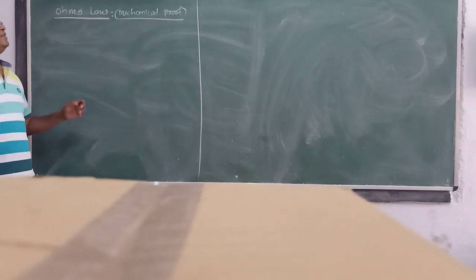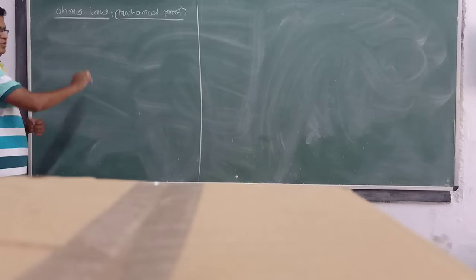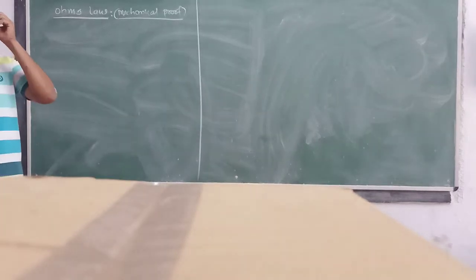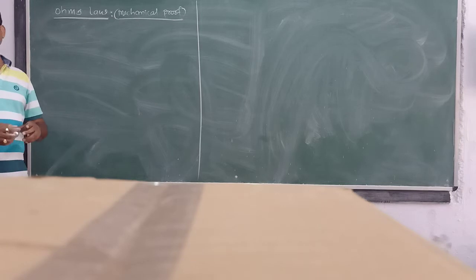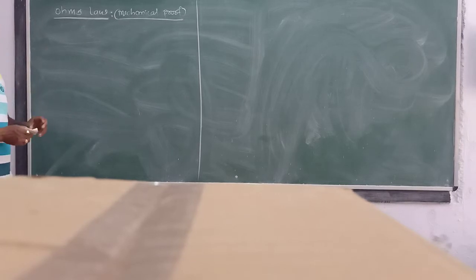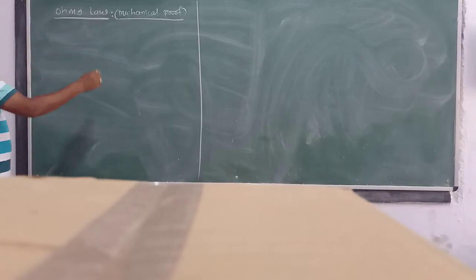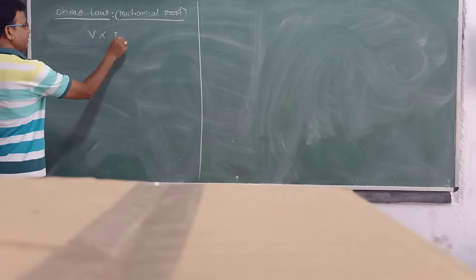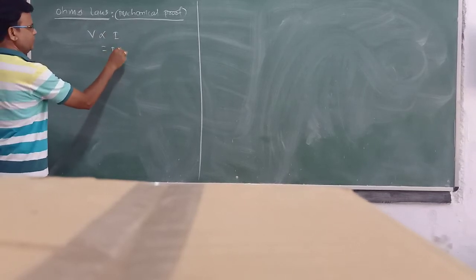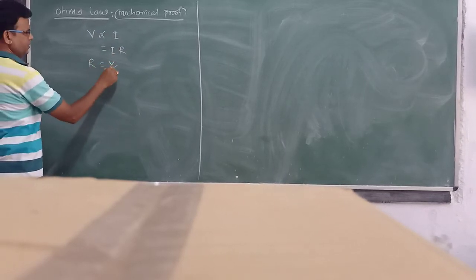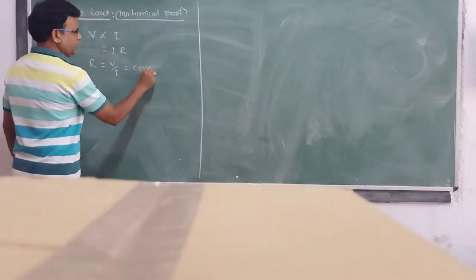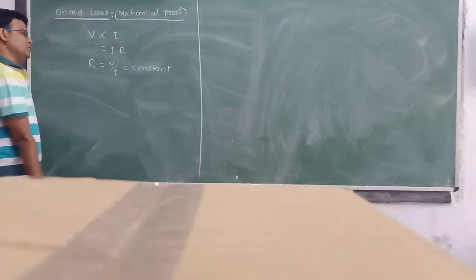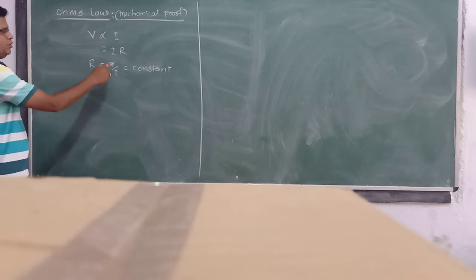Hi everyone. Now we are going to discuss Ohm's law. In class 10, you learned about Ohm's law: at constant temperature, voltage is directly proportional to current, and this is taken as V = I into R, where R is equal to V upon I, which is taken as what? Constant.